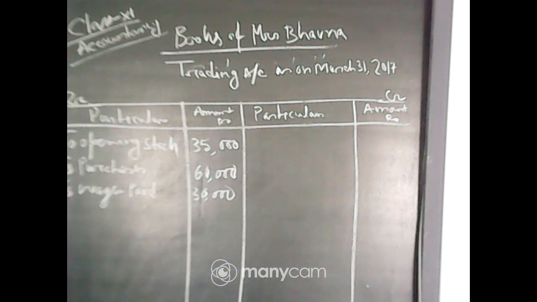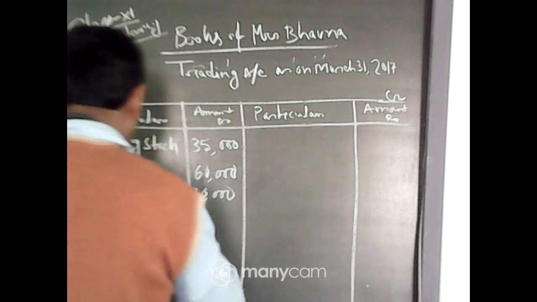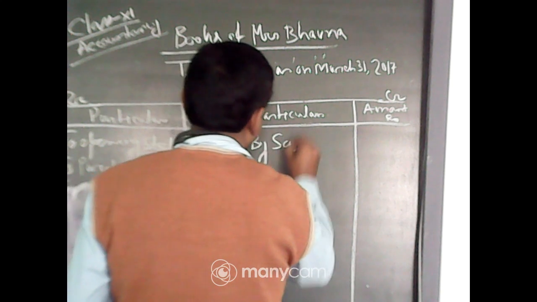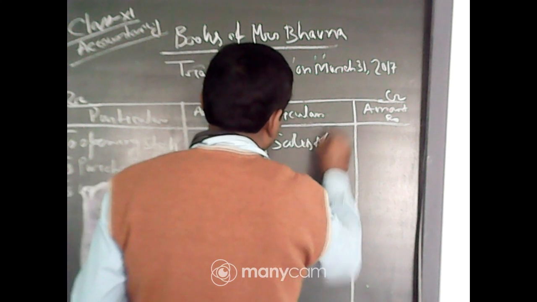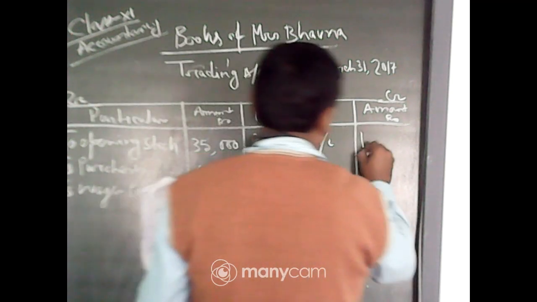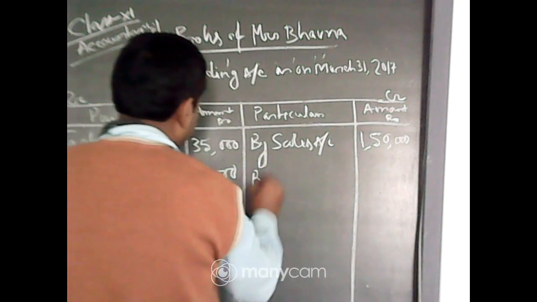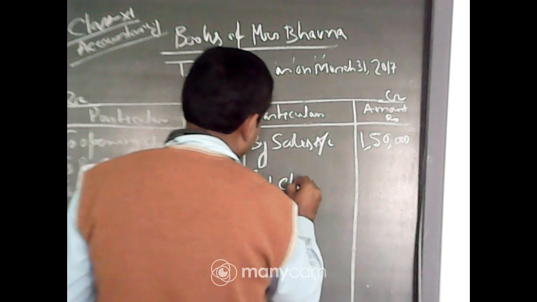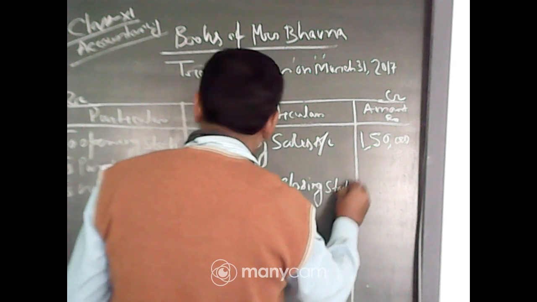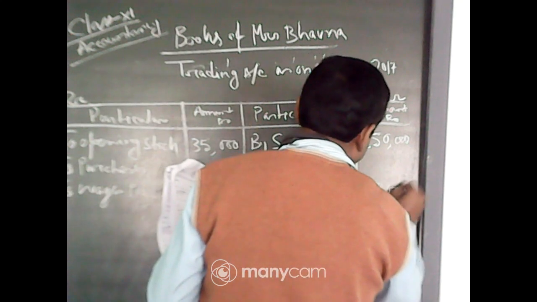Next is sales. By sales account, that is credit sale, we already got from the debtors account 1,50,000. Now here also comes closing stock, which is also given in the question, with a value of 70,000. So from here you can easily get the gross profit.